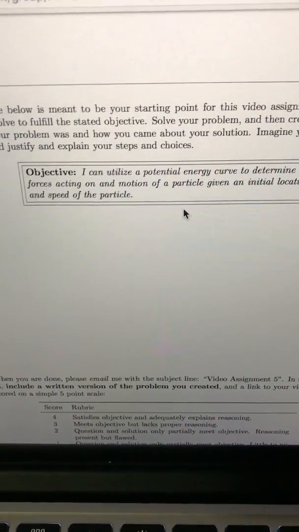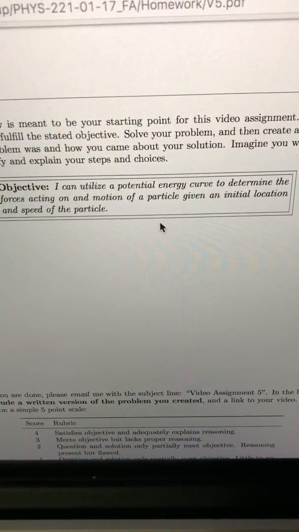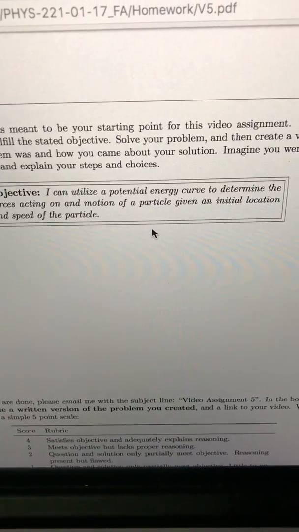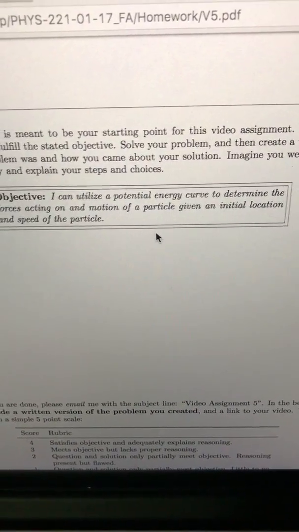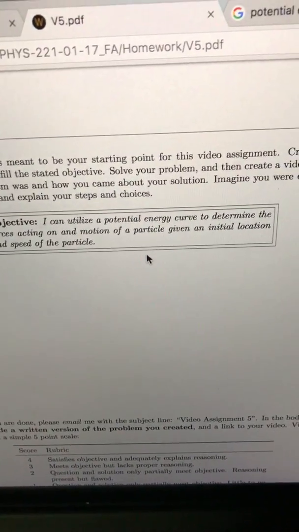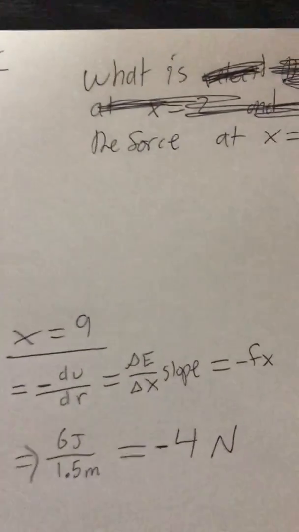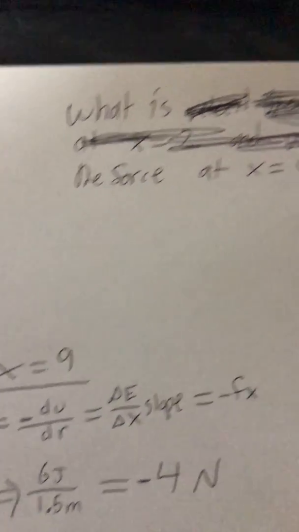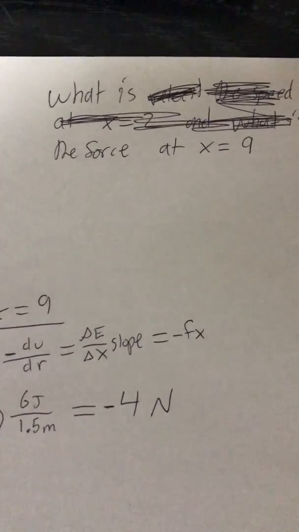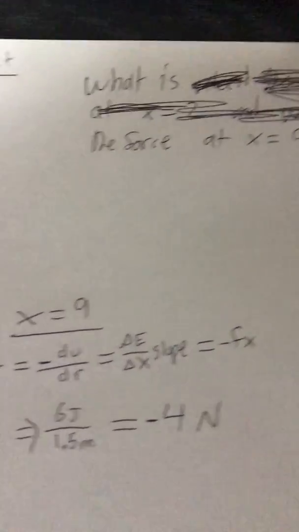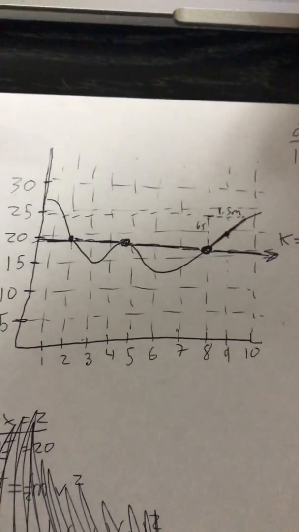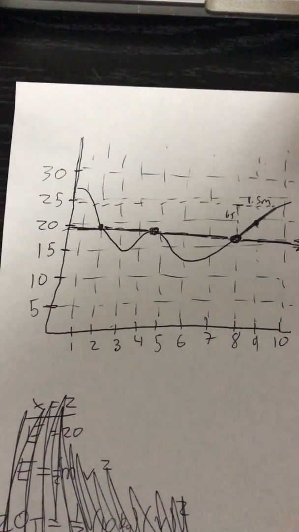So for this problem, we want to utilize a potential energy curve to determine forces and then the motion of a particle from the information we have in the curve. So then for our question, to show that we can determine the forces, my question is going to be, what is the force at x equals 9? And so this is going to be the potential energy curve.